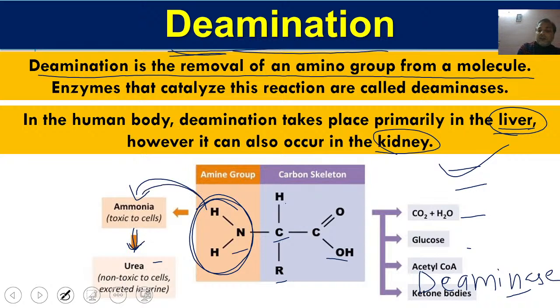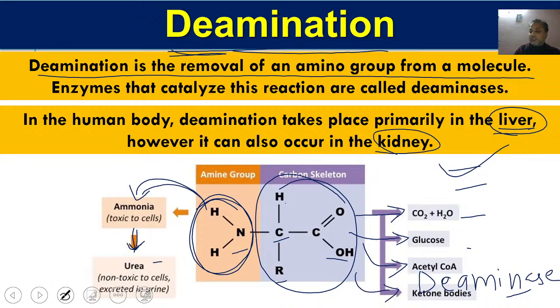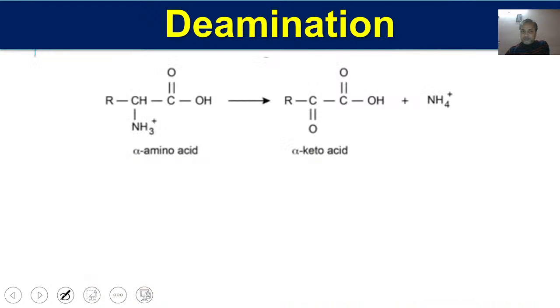So this has been removed, and this portion has different fates. Either it will be metabolized into carbon dioxide and water, or it will be used for glucose synthesis, or it will form acetyl coenzyme A, or it will be involved in ketone body formation. It has different fates. So this is called the carbon skeleton. When the deamination reaction happens, ammonia will be excreted from your body in the form of urea through the urine, and the remaining portion is utilized for other purposes like carbon skeletons.